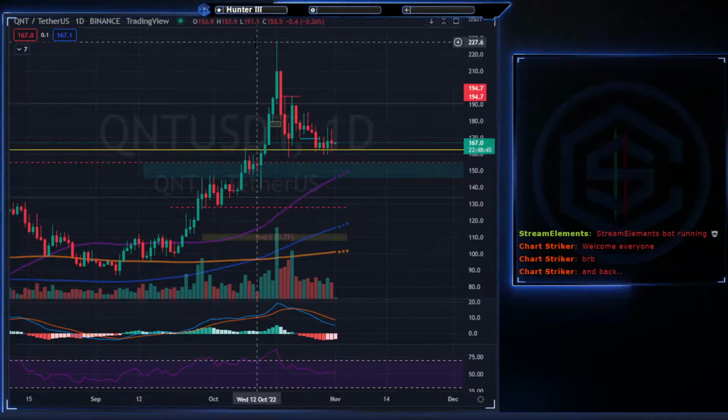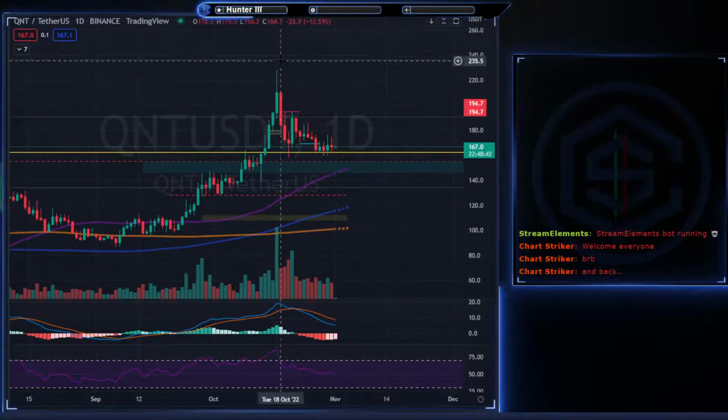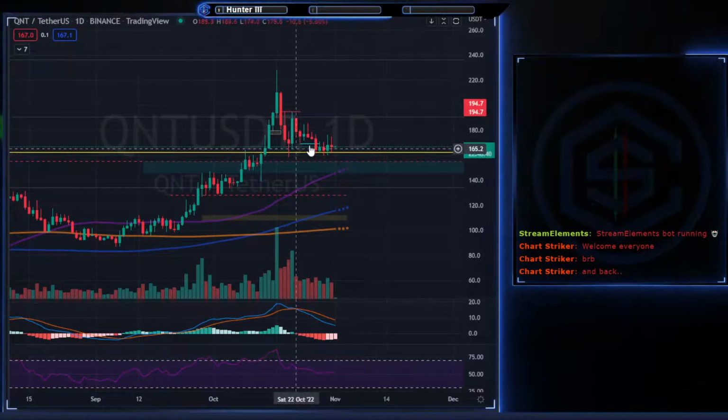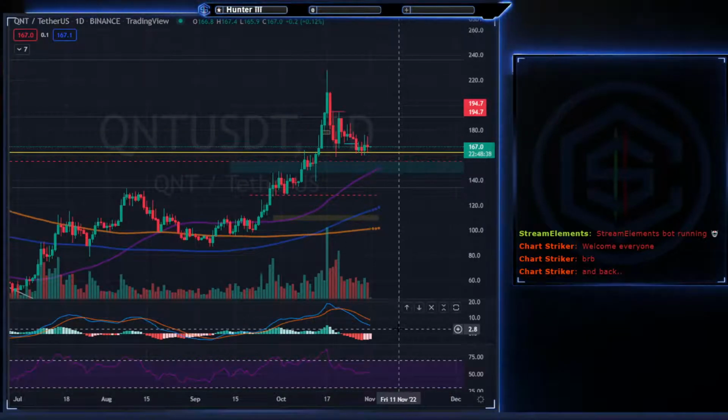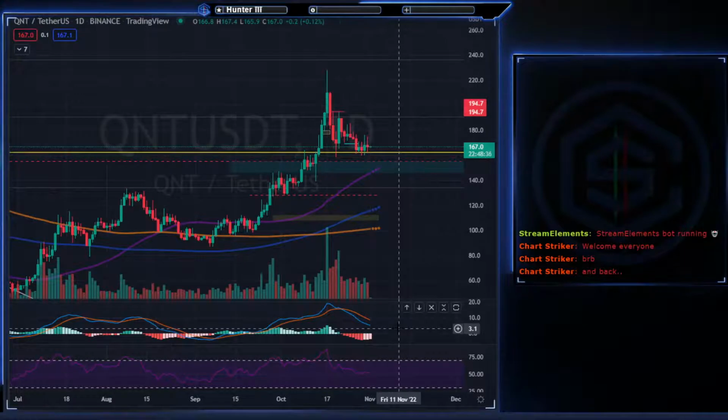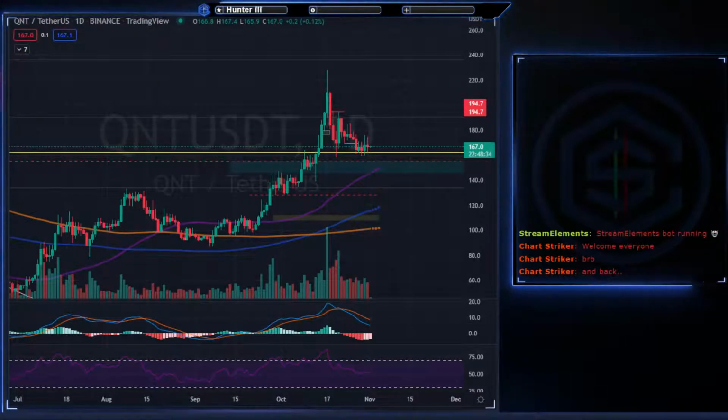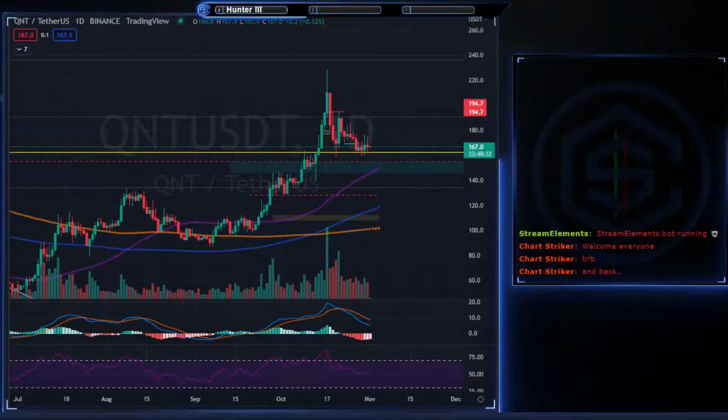Look at this, guys. Look how support is being respected right now, at least, okay? So, Quant, daily. Let's get into it. It looks a bit interesting, so we'll talk about it, okay?